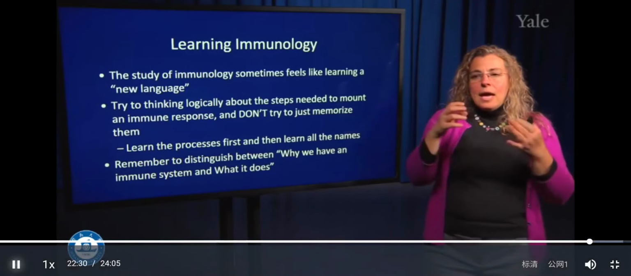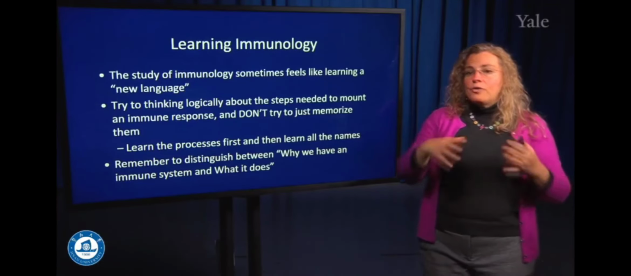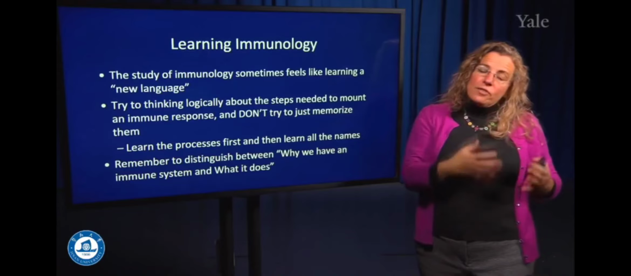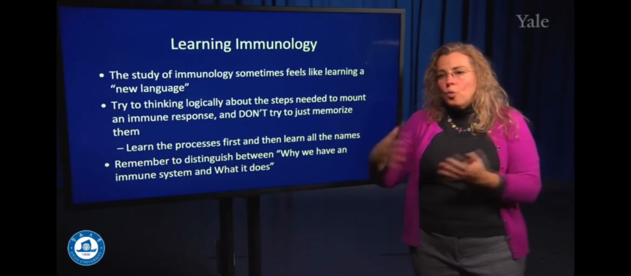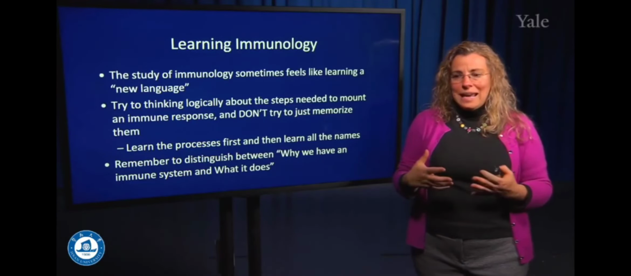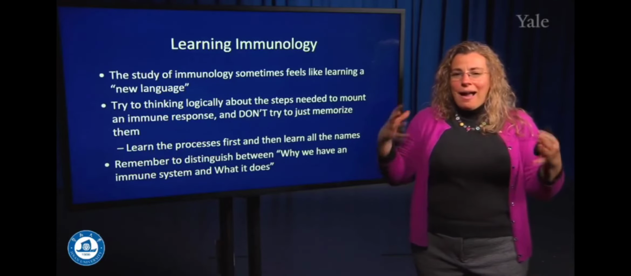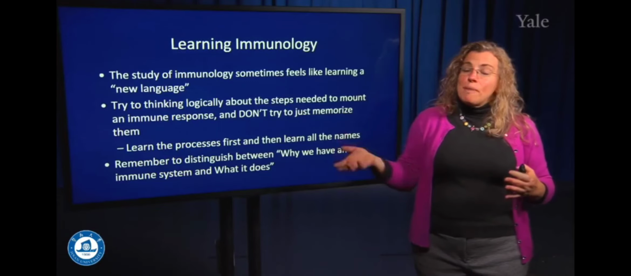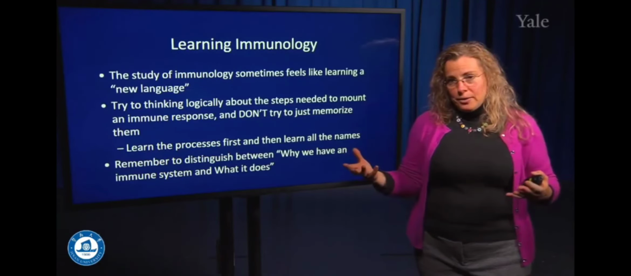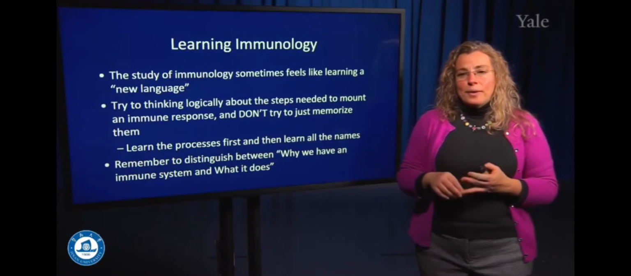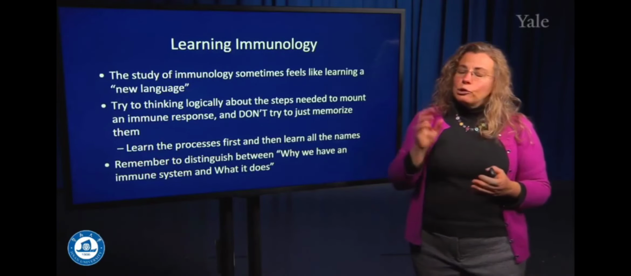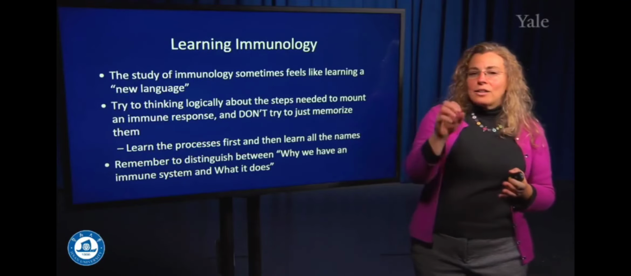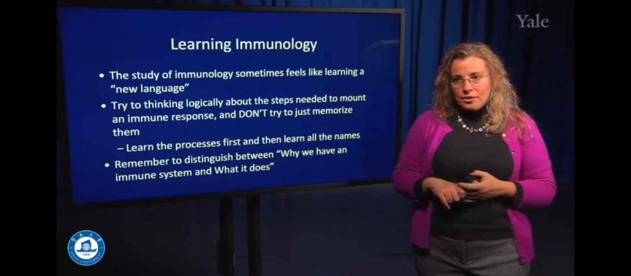Again, think about, you've got barrier sites. If a barrier's breached, what's the first thing that should happen? How do you want your immune response to proceed? If you think logically about how you would fight off an infection, then it's easier to remember those cell names and all of those molecules that you're going to hear about throughout the lecture series. So learn the processes first, and then go back and try to remember all of the names of the cells, not the other way around.